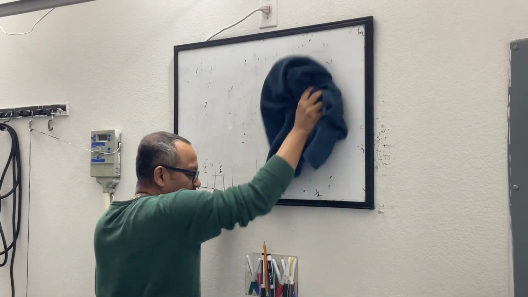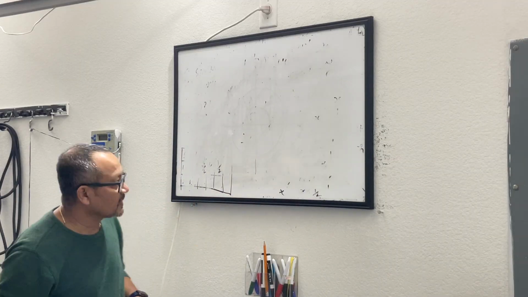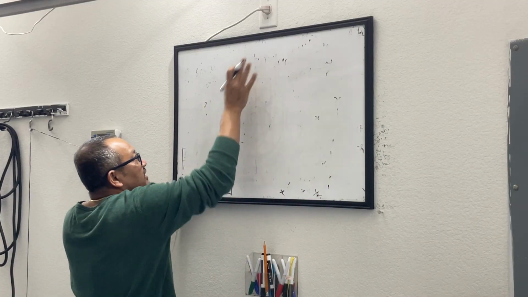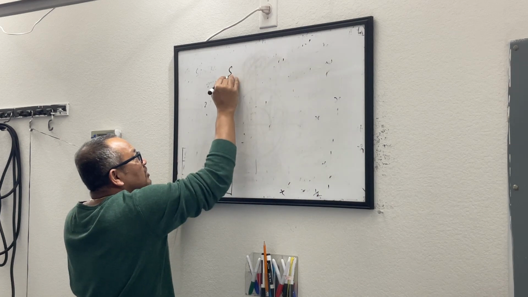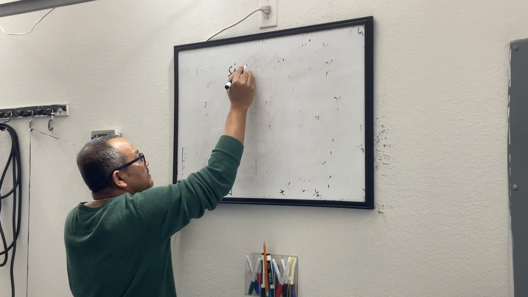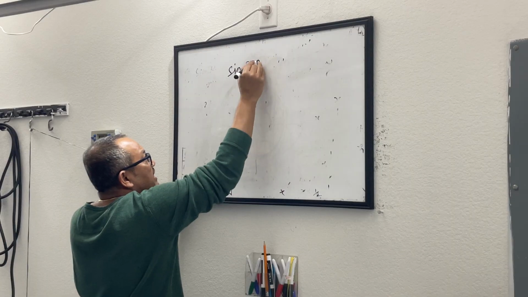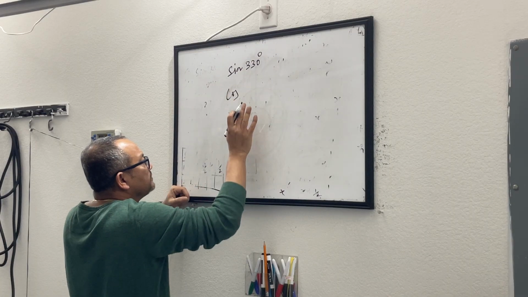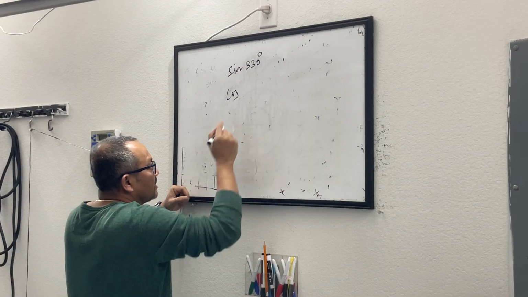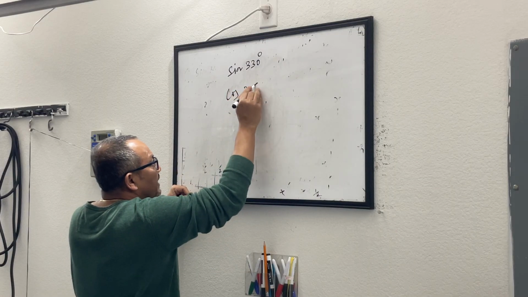I want you guys to find out two values. Find out sine of 330 degrees and cos of 225 degrees.